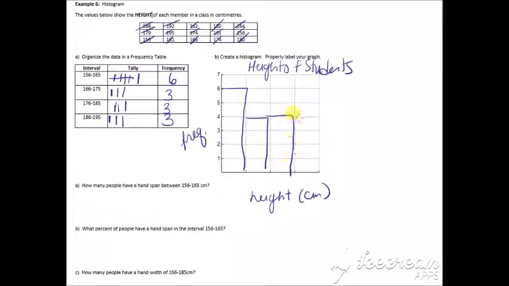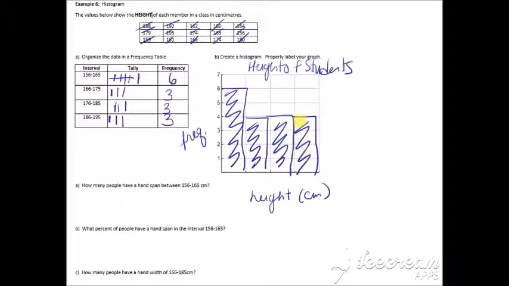and then that's what we're going to graph, of course, with the ruler. Everything's going to be super neat, and that's it. Okay, there's your histogram. So now we can actually sit back and analyze it. How many people have, this is supposed to be height between 156 and 165. Well, that's right here. So 6 people.